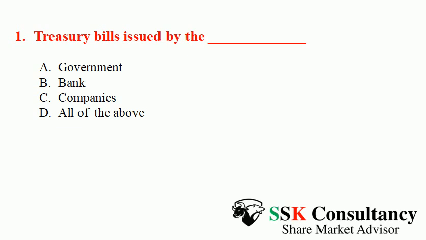First question, Treasury bills issued by the A. Government, B. Bank, C. Companies, D. All of the above. The answer is A. Government.